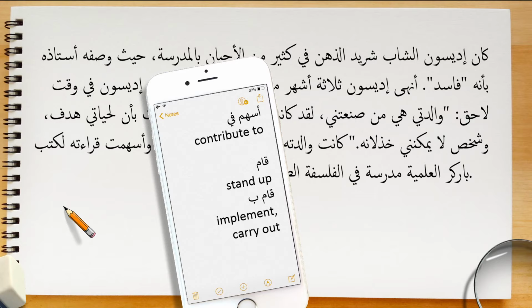I always say qama bi. So we don't say ashama. Let's just say there's no word such as ashama. We just say ashama fi, okay? And even when the word changes form, like ashama becomes isham, when it becomes infinitive, it still takes the same preposition. So you have to be aware of every single verb with their prepositions.